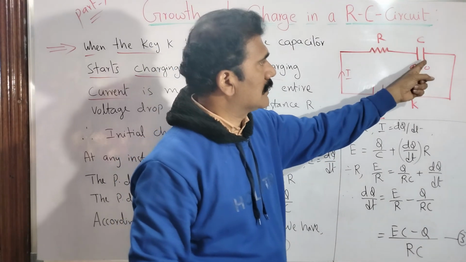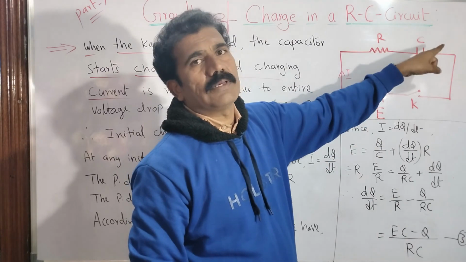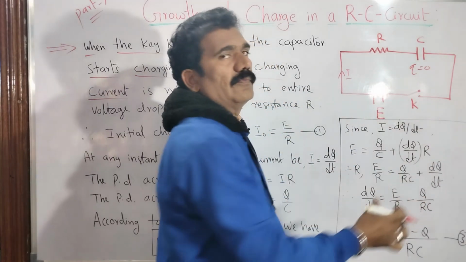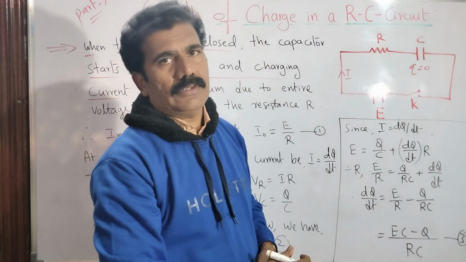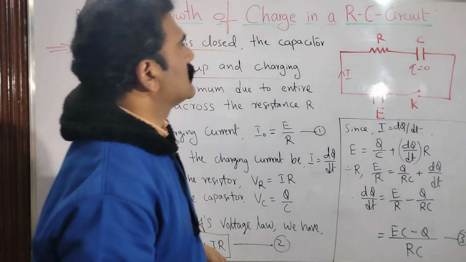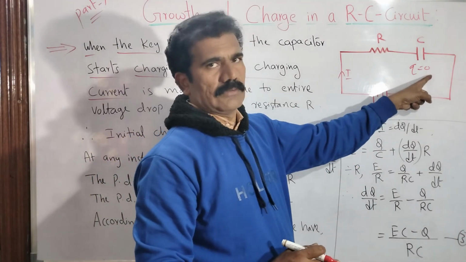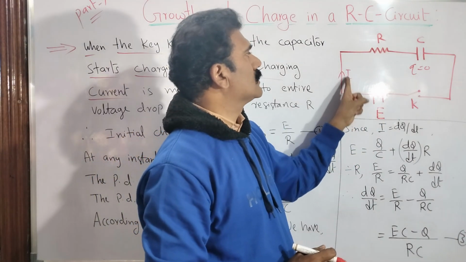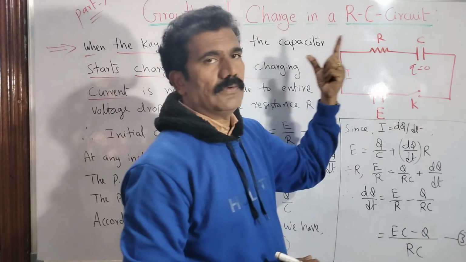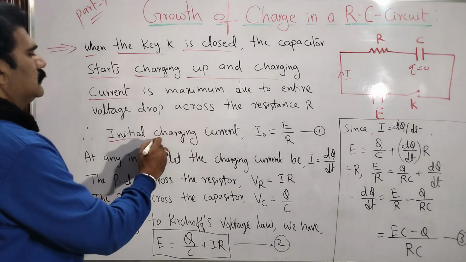Once the capacitor is completely charged, Q is maximum. When Q is maximum, the current is minimum, so that one can have the voltage drop from the capacitor. That is called discharging of the capacitor. I am considering the time t equal to 0, so Q is equal to 0 here. At that time, the charging current is maximum in the circuit, and the potential drop across the resistor is also maximum.